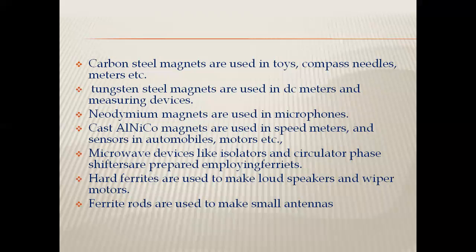Carbon steel magnets are used in toys, compass needles, meters, etc. Tungsten magnets are used in DC meters and measuring devices. Neodymium magnets are used in microphones. Cast alnico magnets are used in speed motors and sensors in automobiles. Microwave devices like isolators, circulators, and phase shifters are prepared by employing ferrites. Hard ferrites are used to make loudspeakers and wiper motors. Ferrite rods are used to make small antennas.